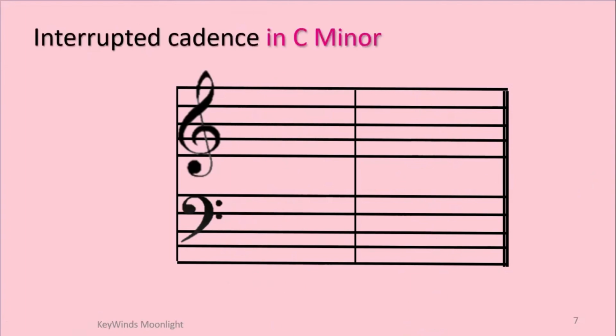Moving on. Interrupted. See how easy? You can simply and quickly do this. So, interrupted cadence, you have chord. What are the chord indication? 5 to 6. So, chord 5 is G, B, D, G, right?